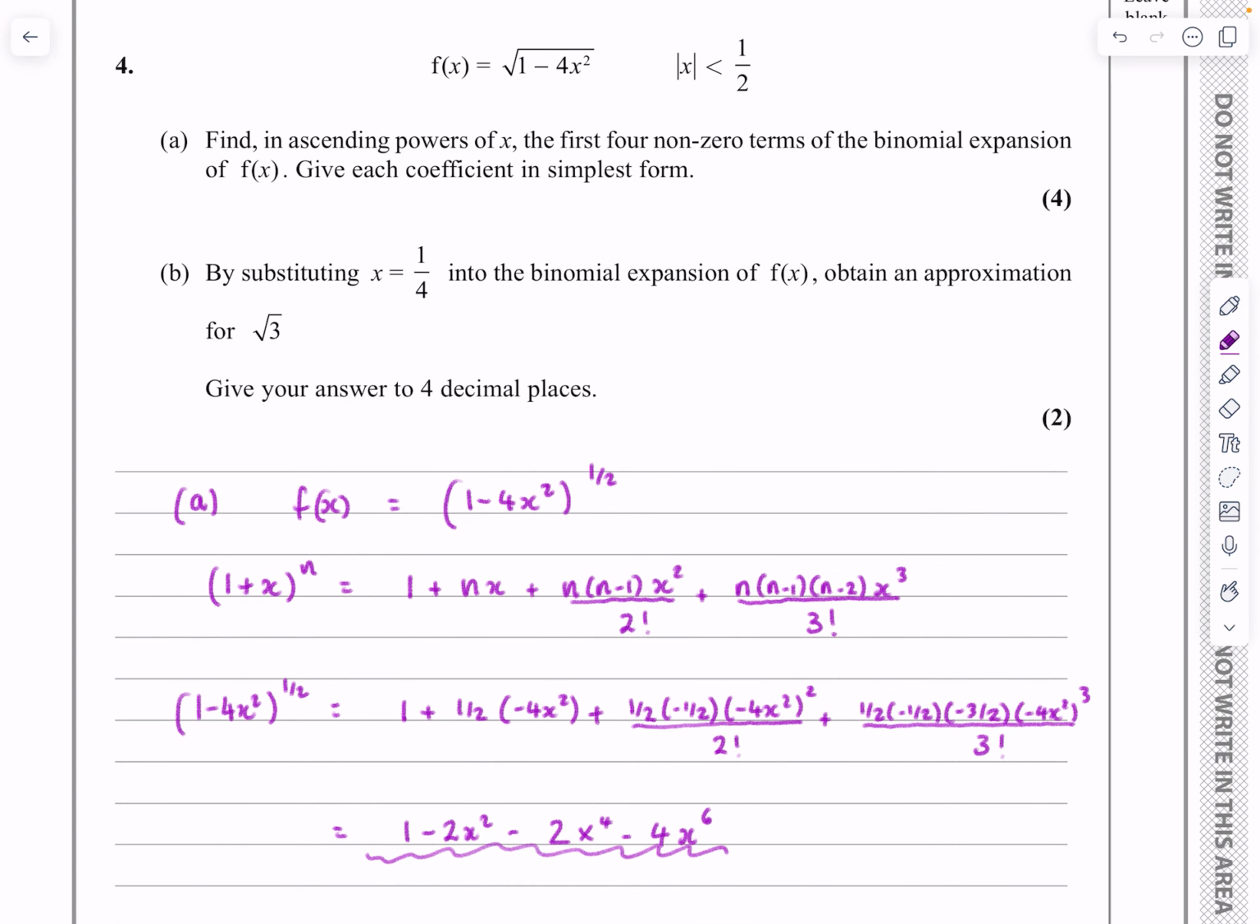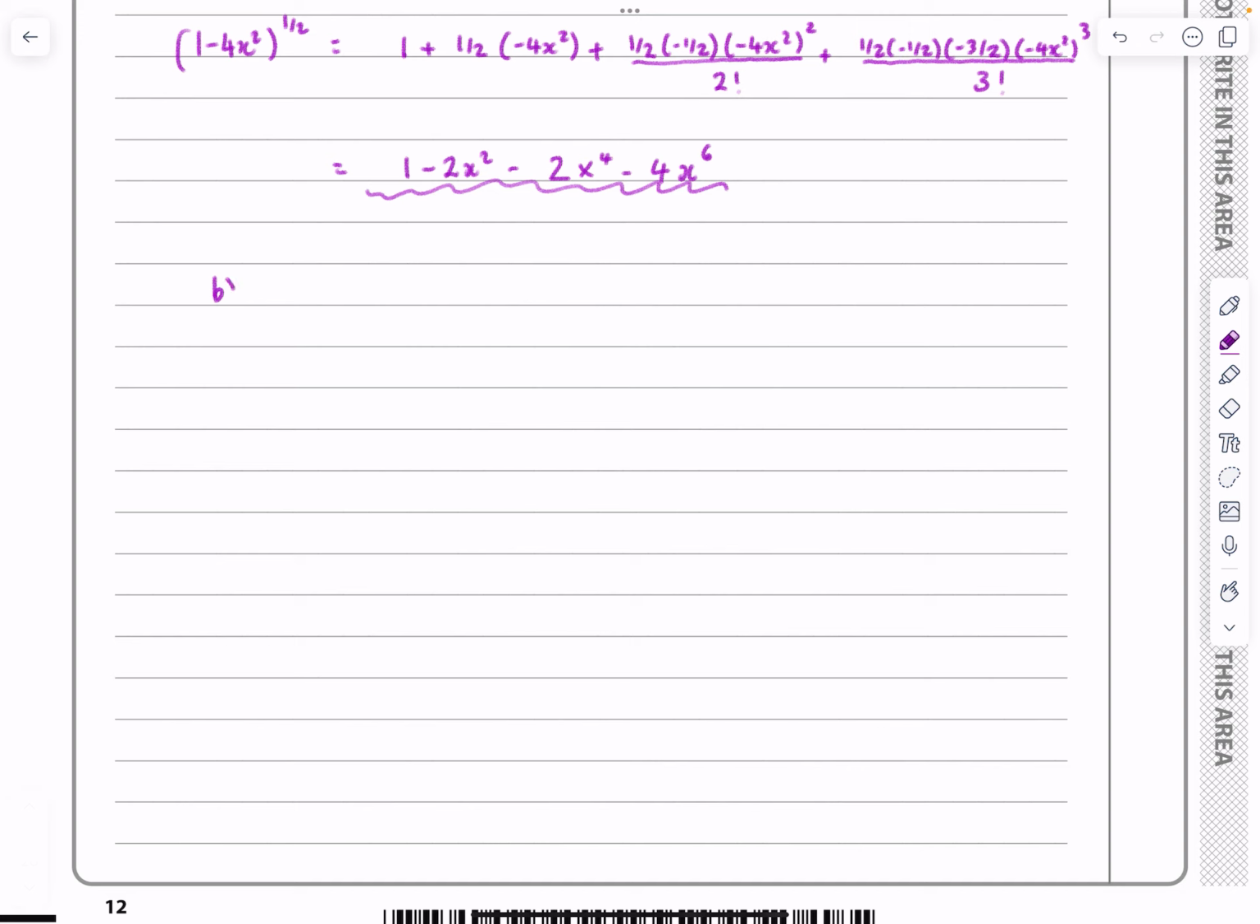By substituting x equals a quarter into the binomial expansion, can you obtain an approximation for root 3 and give your answer to 4 decimal places? Okay, well this is a fairly common question when we're doing these. So what we're saying is if I put a quarter in, if I'm trying to work out f of a quarter, that's going to be the square root of 1 minus 4x squared. So 1 minus 4 (a quarter) squared here. Well, I'll need to tidy up that side, but it's also equal to putting a quarter into our result there.